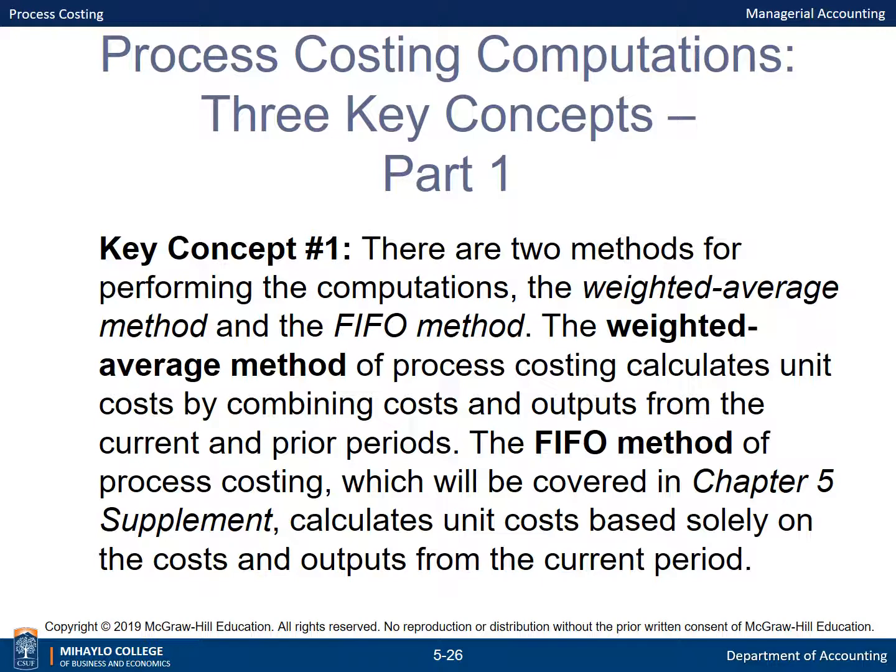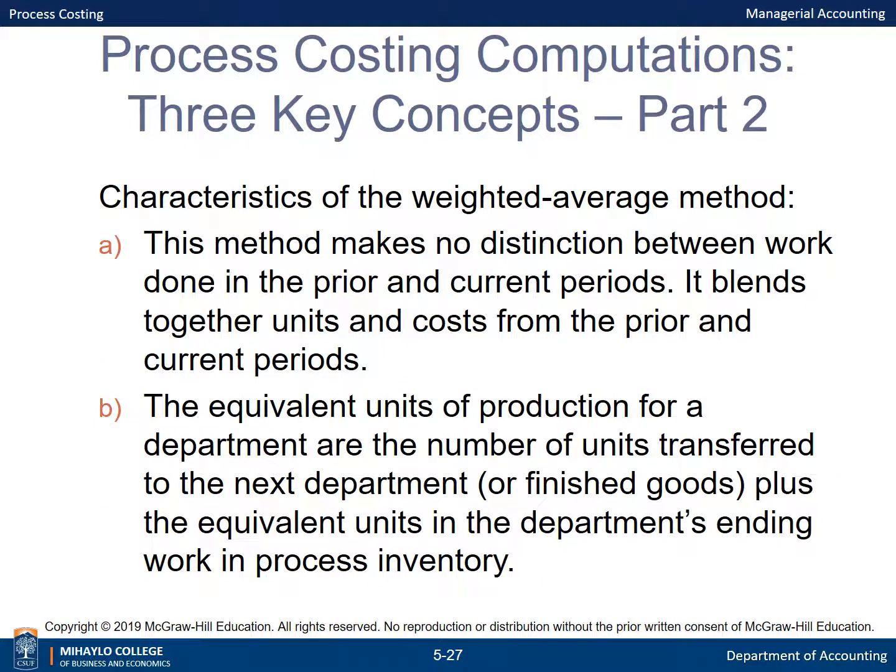Key concept number 1 is that there are two methods for performing the computations. The weighted average method of process costing calculates unit costs by combining costs from the current and prior periods. The FIFO method of process costing calculates unit costs based solely on the costs and outputs from the current period. The weighted average method makes no distinction between work done in the prior and current periods. It blends together units and costs from the prior and current periods.